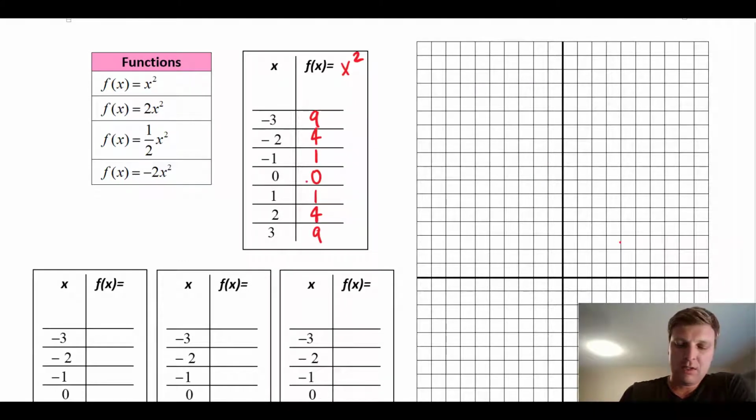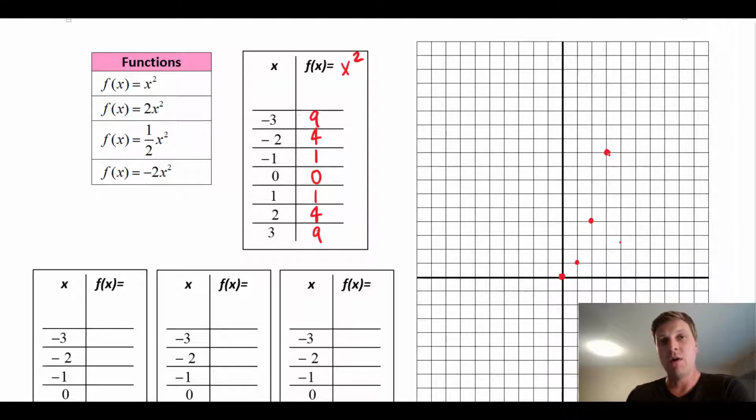The first thing I'm going to do is plot 0, 0, right here in that spot. I'm going to go in the positive direction first just because that works better for me. If I go over 1 in the x direction, then I have to go up 1 in the y direction, so my first point is 1, 1. When I go over 2, I have to go up 4: 1, 2, 3, 4. And when I go over 3 in the x direction, I have to go up 9: 1, 2, 3, 4, 5, 6, 7, 8, 9.